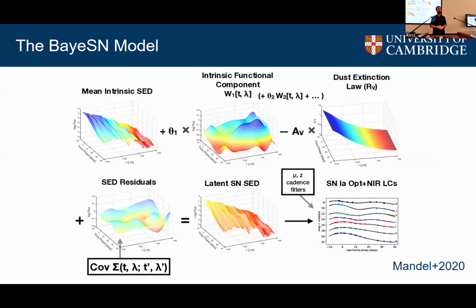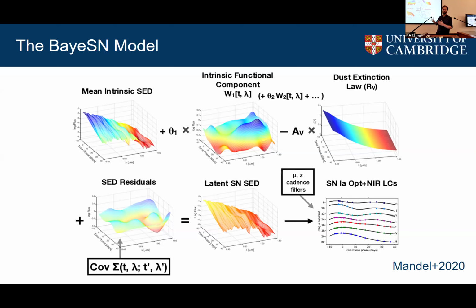And we're going to be thinking about that today using this model called Bayesian. For those who aren't familiar with it, Bayesian is a probabilistic SED model for Type Ia supernovae. This is an empirical model. What we're trying to do is put together a model for the time and wavelength dependent SEDs of Type Ia supernovae with a bunch of different components going into it.